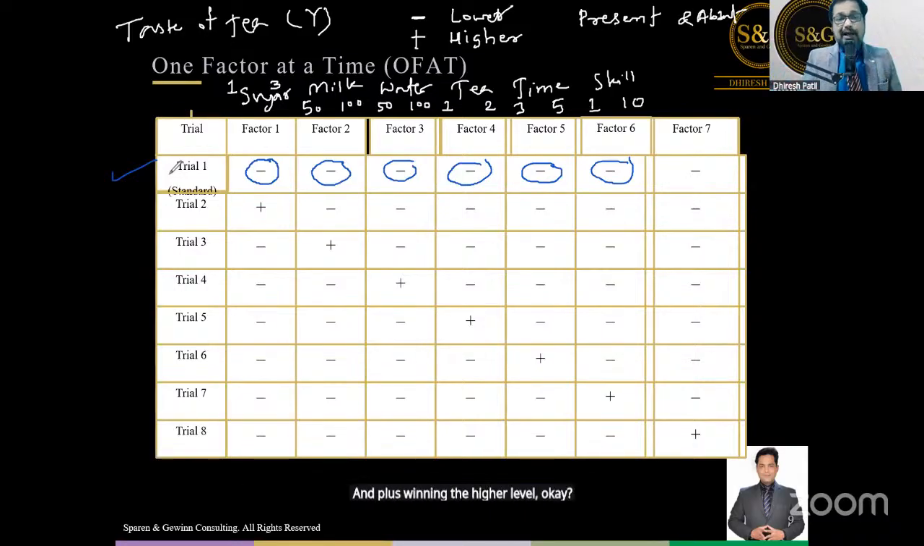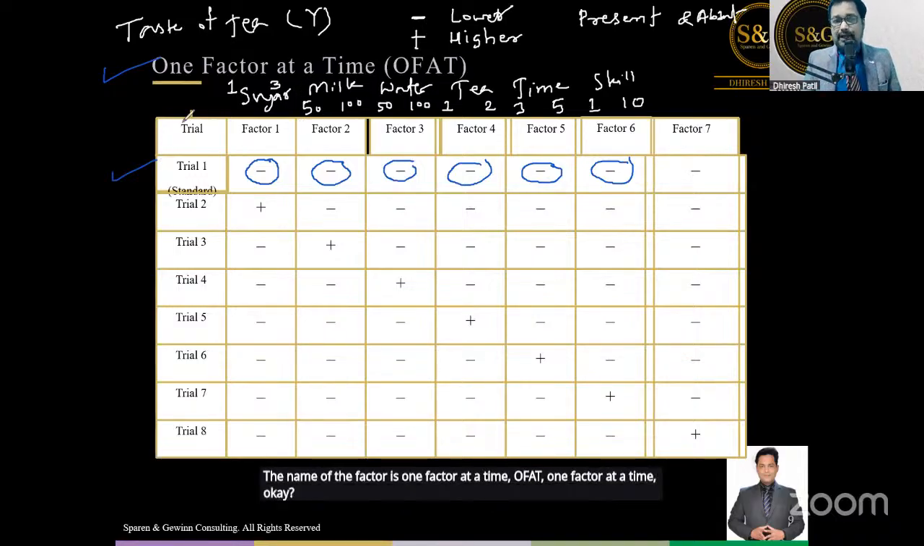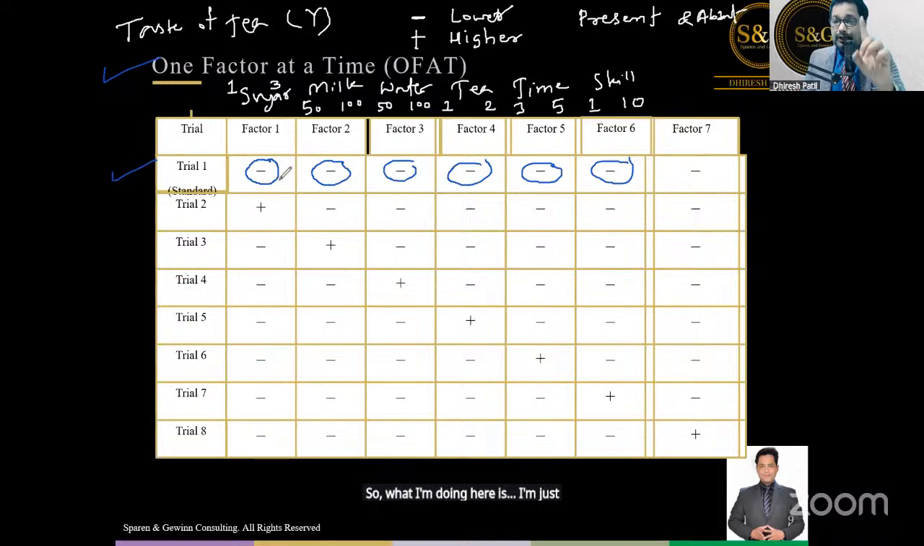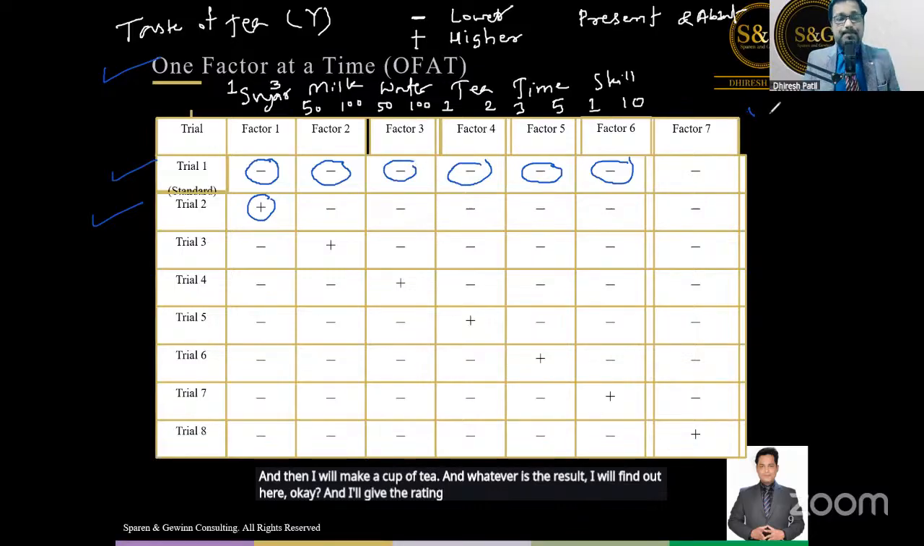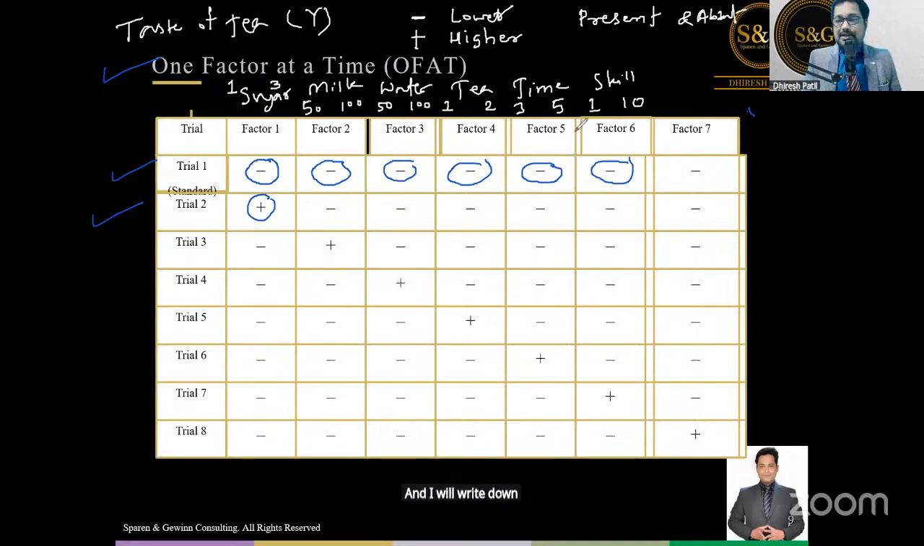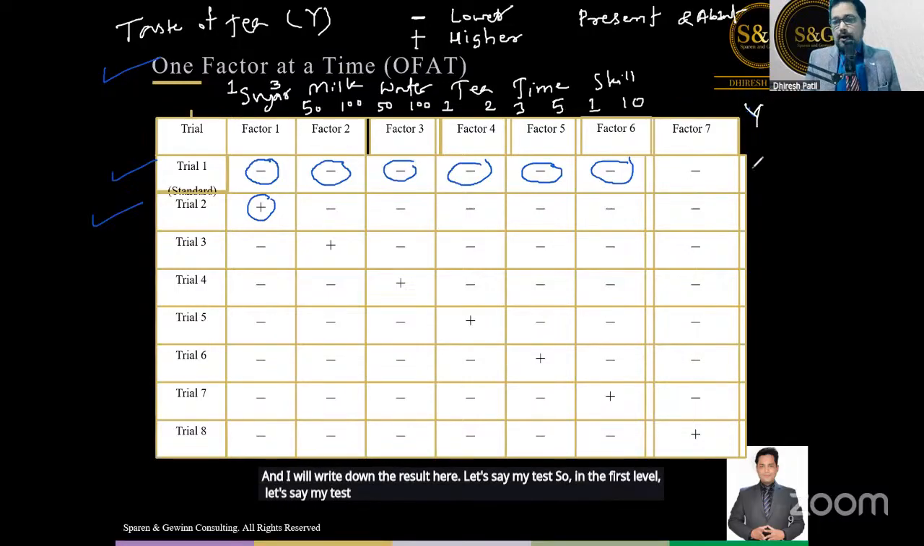Now what I'm doing is called OFAT, one factor at a time. So first, I'll do all the lower settings and make a cup of tea, and whatever the result is, I will write it down here. I'll give a rating on a scale of 1 to 10. Let's say in the first trial my taste comes to maybe 5 out of 10. So that's my result.